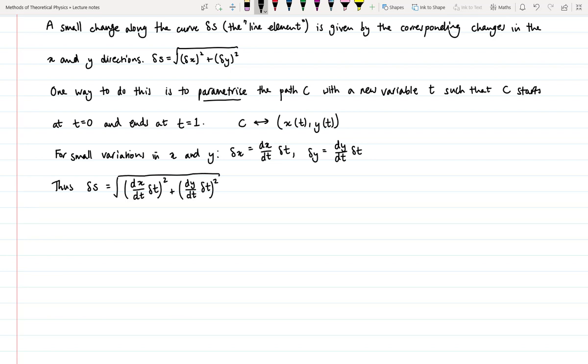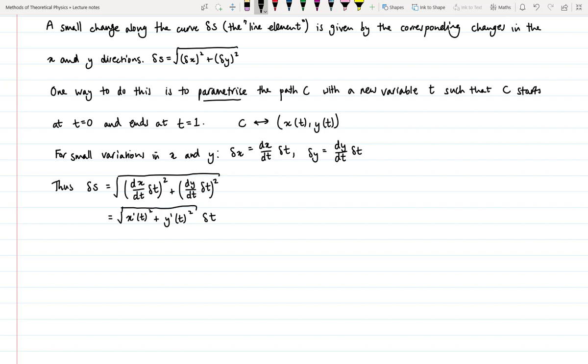We can take out the factors of delta t squared, and we're left with x primed of t squared. That's the derivative of x with respect to t. That's just shorthand. And we've then got y primed of t squared. These are both under the square root. And we take out delta t.